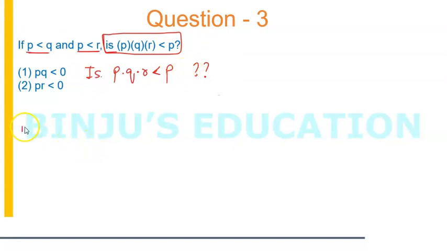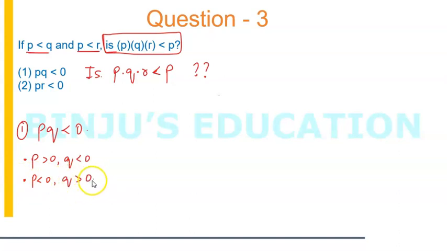First statement says that PQ is less than 0. Now, if PQ is less than 0, product of two things is less than 0, then we can have two possibilities. P greater than 0, Q less than 0. Another possibility is P less than 0, Q greater than 0. Now, there are two facts which are given to us. One is P is less than Q, another is P less than R. I think in this one we only require P less than Q.